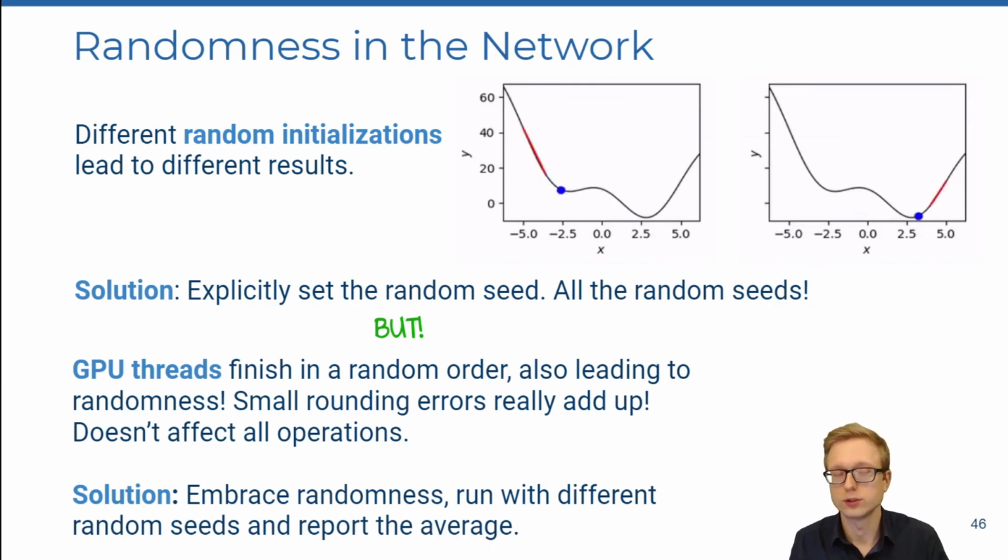One solution to that would be to explicitly set the random seed. You would have to make sure to set all the random seeds, because if you write a normal machine learning experiment, then there will be quite a few different random number generators that are used. So this is NumPy, PyTorch, maybe SciPy, the inbuilt Python random number generator. So all of these would have to be set and controlled.